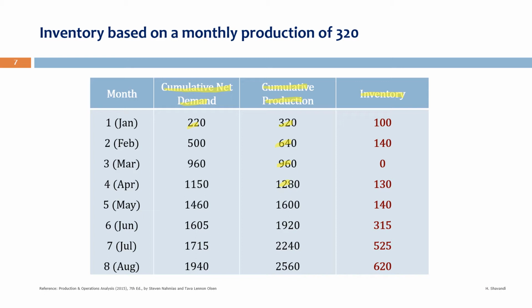As you see here, we have inventory levels 100, 140 here, and in the third month, March, the inventory will be cleared in order to satisfy the demand. But from April, again, we have inventory at the end of the month. So this is the situation when applying the constant production level strategy, assuming 320 items to produce per month. Okay.